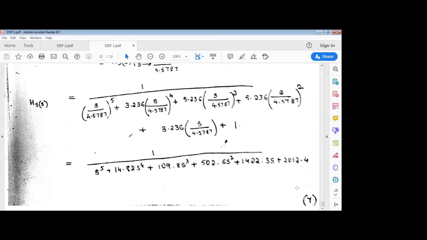This is how we design an analog low pass Butterworth filter.